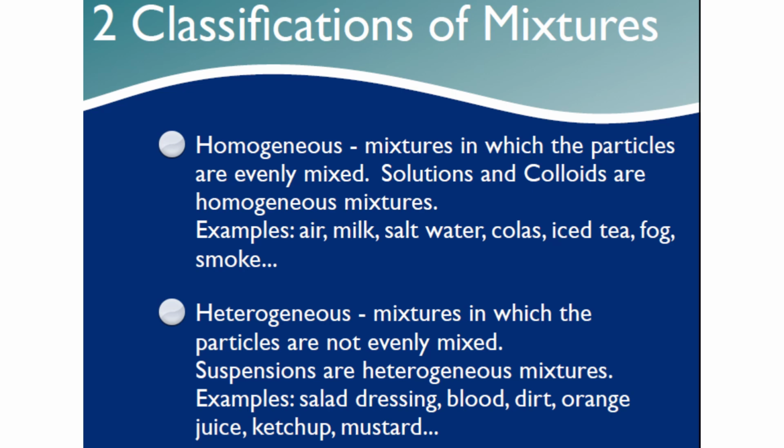Suspensions are heterogeneous mixtures. A suspension is a heterogeneous mixture in which the particles are big enough that they will settle to the bottom if they are let to stand. For example, Italian salad dressing is an example of a heterogeneous mixture. Blood, dirt, orange juice, ketchup, and mustard are all examples of heterogeneous mixtures because the particles are large enough to settle out.